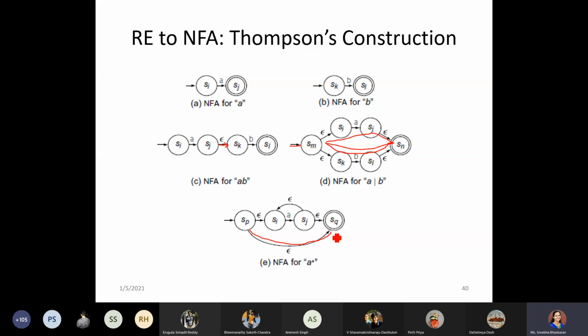If we want one or more A's, then we will take this path. So we have a symbol A which should be repeated. With respect to the epsilon transition, it would be repeated as many times as needed, and with respect to this epsilon transition, we would be reaching the final state. Okay.